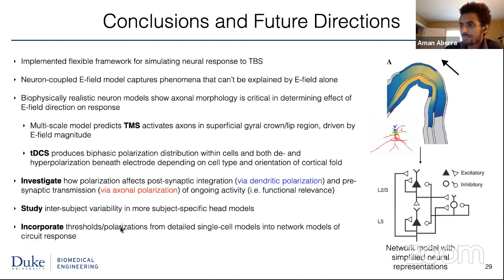And finally, these models can serve as a kind of input to more detailed, larger scale, but more reduced network models of the circuit response. So we've only been modeling the single cell response. We know, especially with tDCS, that the effects are going to happen at a more network level through modulation of ongoing activity. So what we hope is that these models can provide more accurate estimates of the actual coupling of the electric field to the network to allow us to then predict the physiological response.